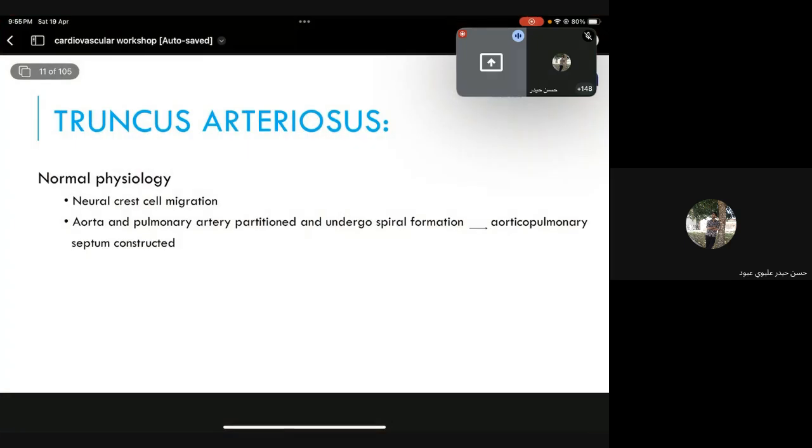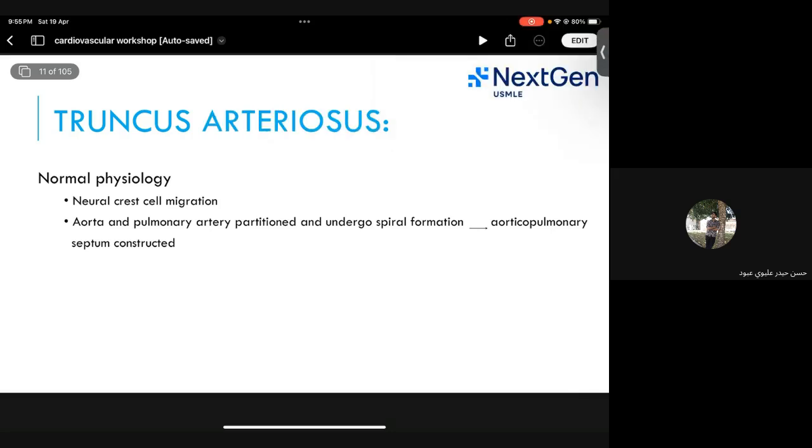Okay, so let's refer to our slides. I'll be reading these slides. I have marked some MBME style MCQs and you are going to answer them, okay? So truncus arteriosus. We already know truncus arteriosus here, as you can see.